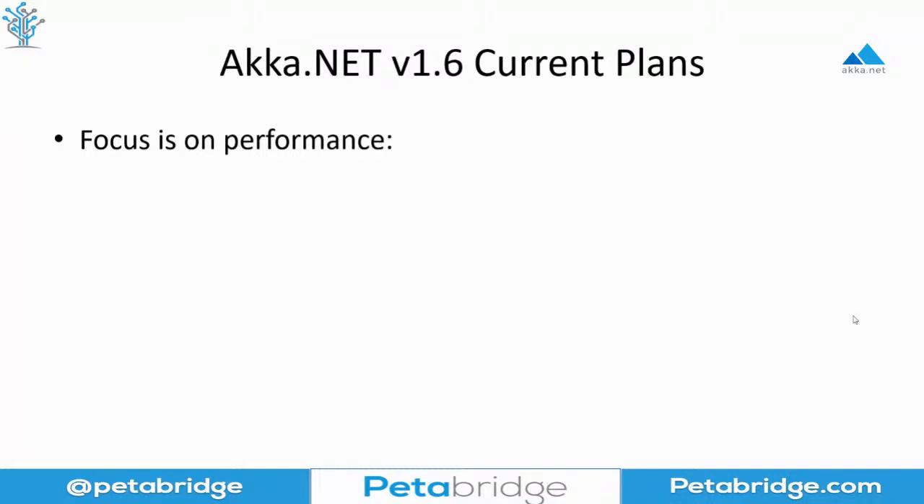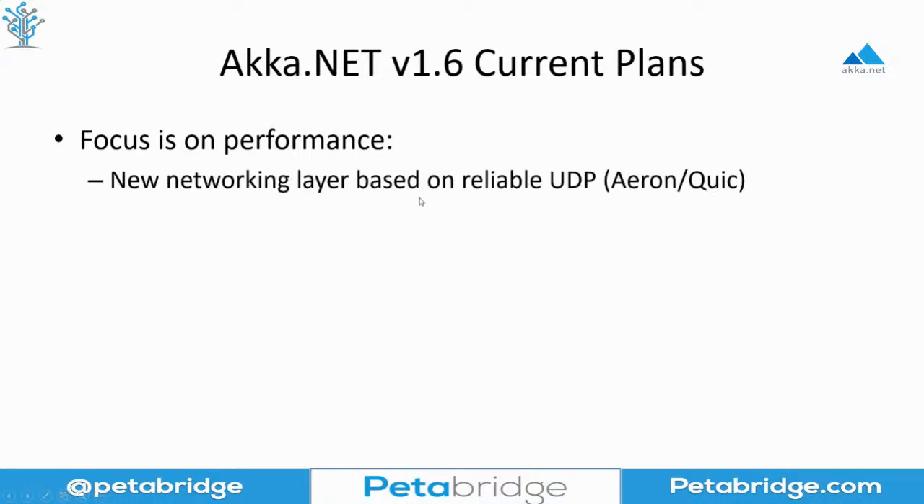This release is focused more squarely on improving performance, trying to make Akka.NET faster, more memory efficient, and basically be able to take advantage of parallelism in some places where we aren't right now. So probably the biggest change we have planned is our networking layer.